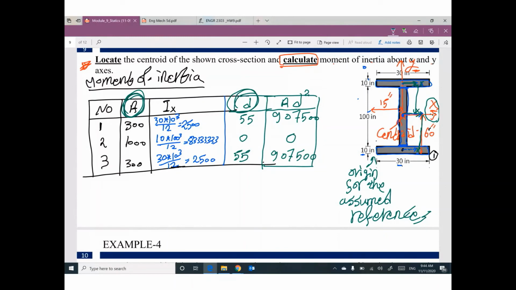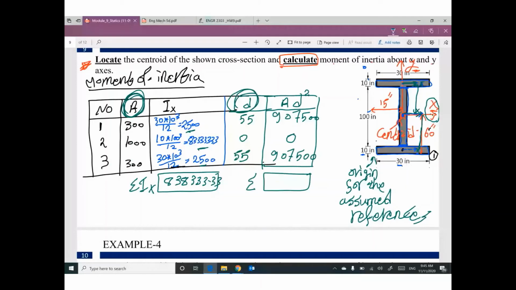Can you get the summation for Ix? Add this number plus this one plus this one. So we have 2,500 plus 2,500 plus 83,333.33. This number will be 83,833.33. Can you get the summation for area d square?